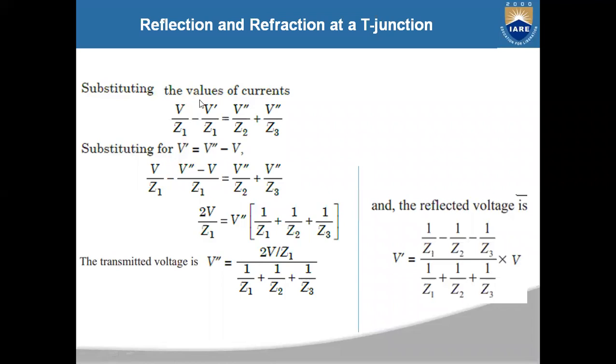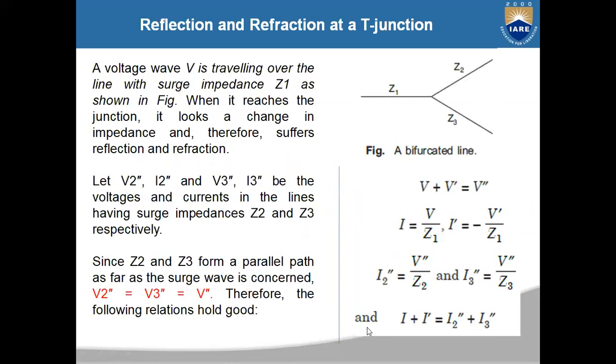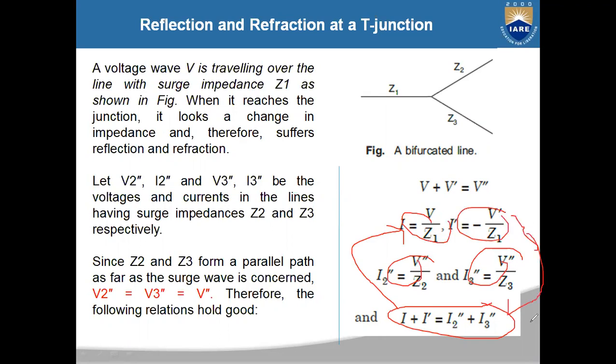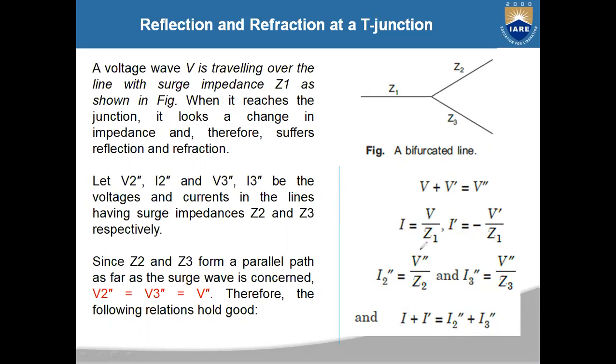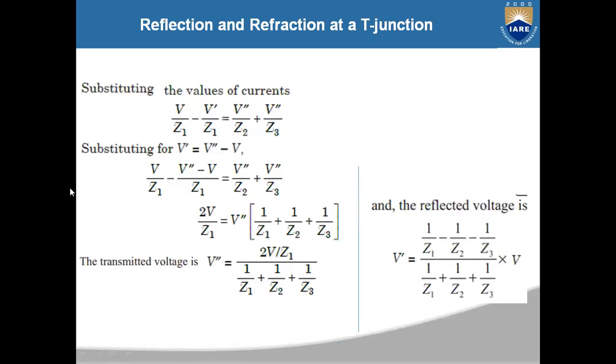Now we are going to substitute the values of currents, I, I dash, I2 double dash, I3 double dash, in this equation. So in place of I, V by Z1. In place of I dash, minus V dash by Z1. I2 double dash, V double dash by Z2. I3 double dash, V double dash by Z3. Then the equation we get is V by Z1 minus V dash by Z1, which is equal to V double dash by Z2 plus V double dash by Z3.